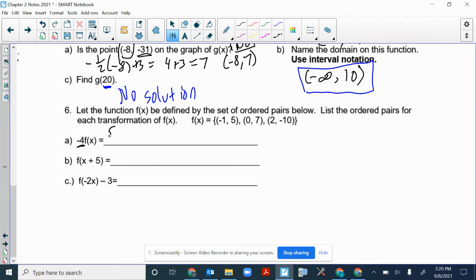So technically, if I'm being super proper, it would look like this. So 5 times -4 is -20. 7 times -4 is -28. And -10 times -4 is +40. So there is our answer there. You'll notice the x's stayed the same, but our y values were all multiplied by -4.